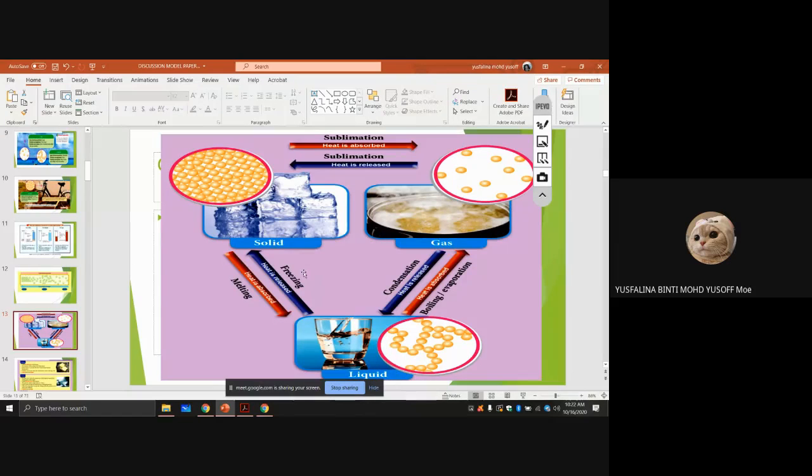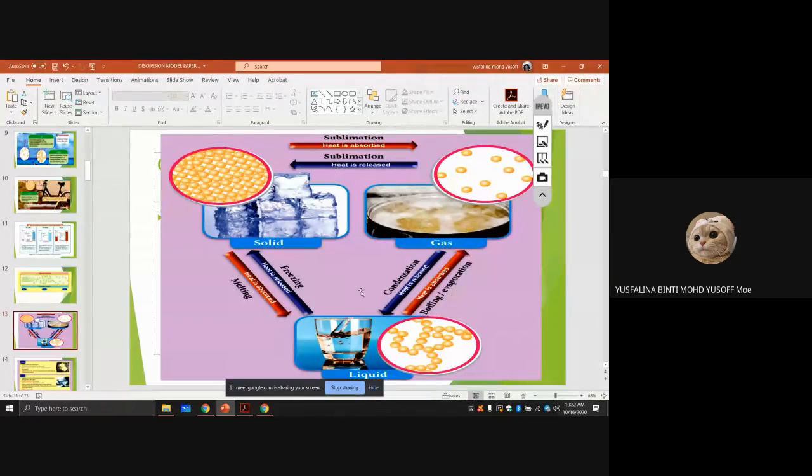The next one is from liquid to solid. This is called freezing, and heat is released. And for gas to liquid, we call it condensation. This one also releases heat. And gas to solid uses the same process as solid to gas, so the process is the same. We call it sublimation.